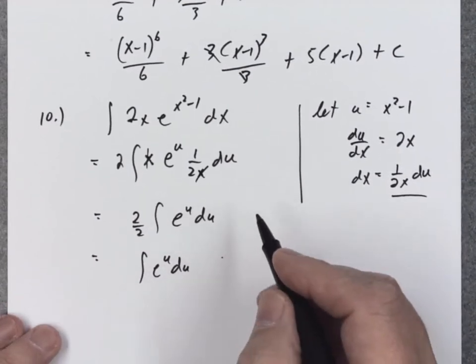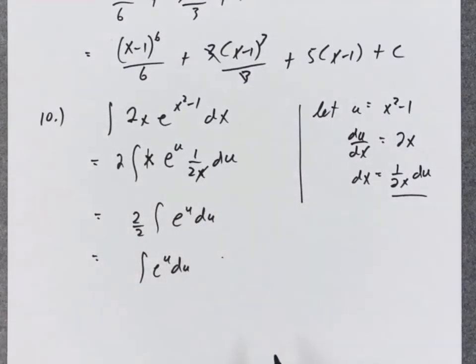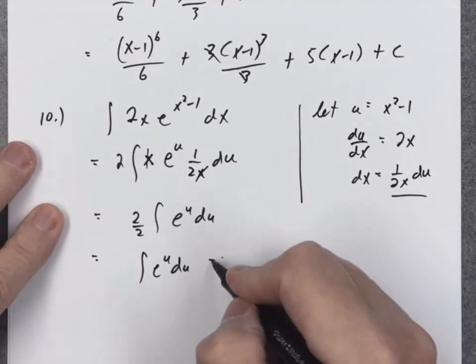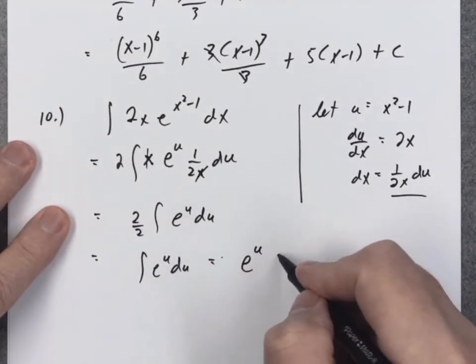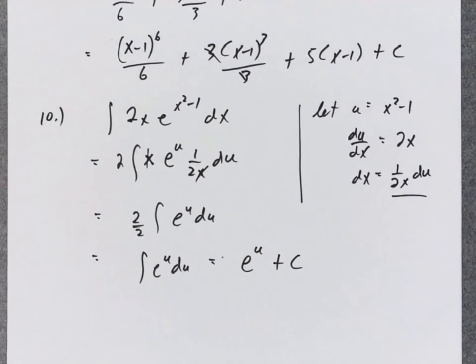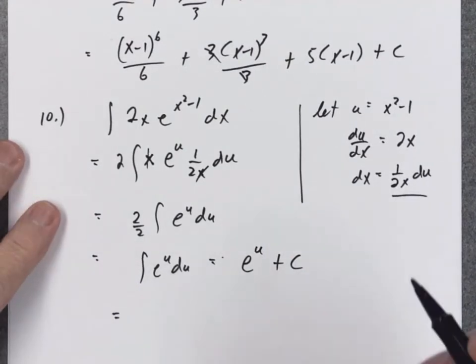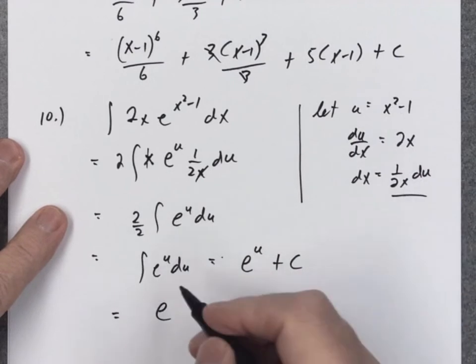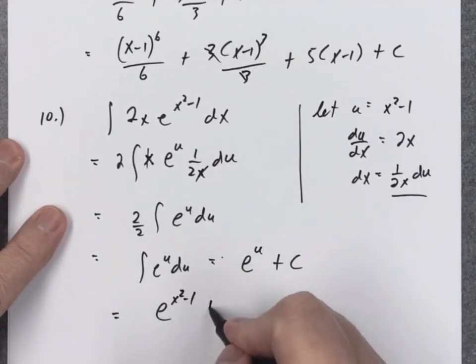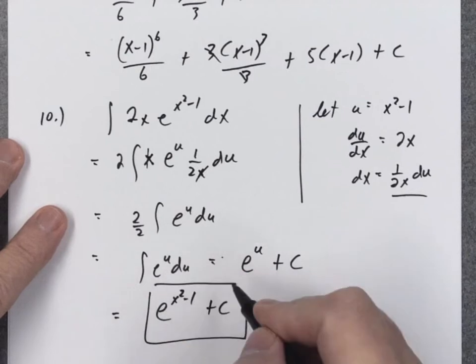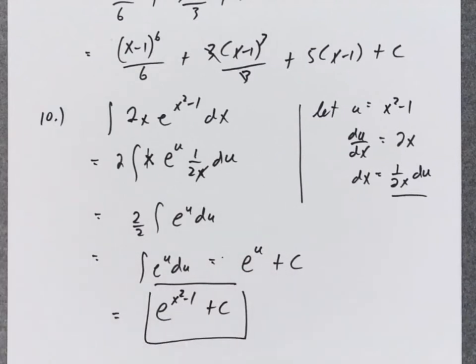As it turns out, God is good, and these things did cancel out, and I am left with an integral with only u's, and beyond that, it's an integral I have a rule for. E to the u du is just e to the u plus c. Now, I get rid of my u by substituting x squared minus 1. And lo and behold, we were able to integrate it.